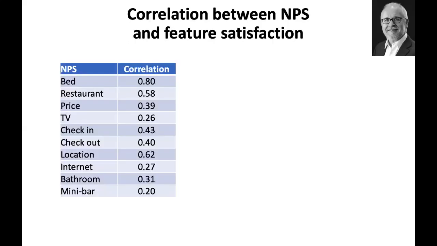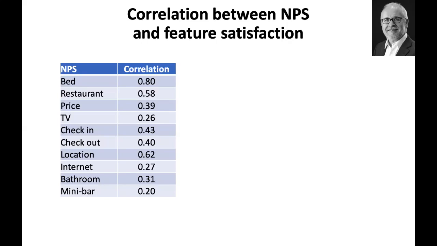So one of the things we can do is we can say, well, what is the correlation between the Net Promoter Score, the NPS score, and all the other features? And we see immediately that the bed comes out really highly at 0.8, and at the bottom of the scale, there's the minibar coming out as a 0.2 correlation and some numbers in between.